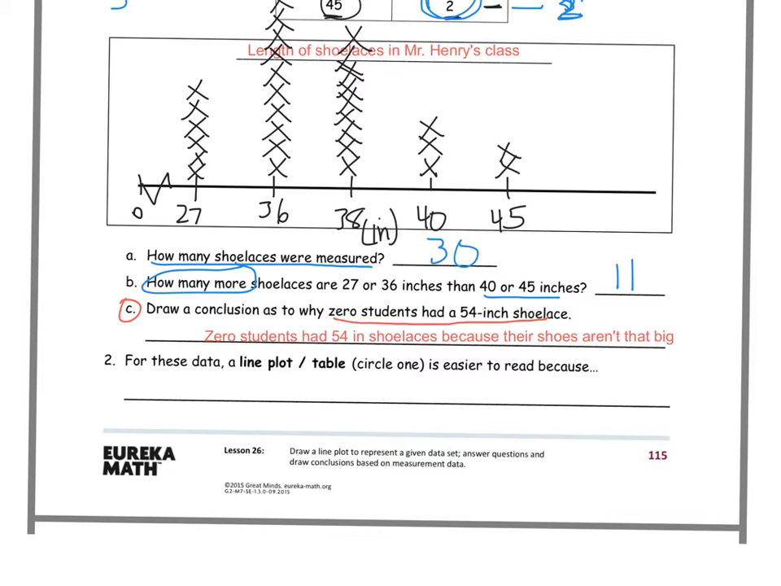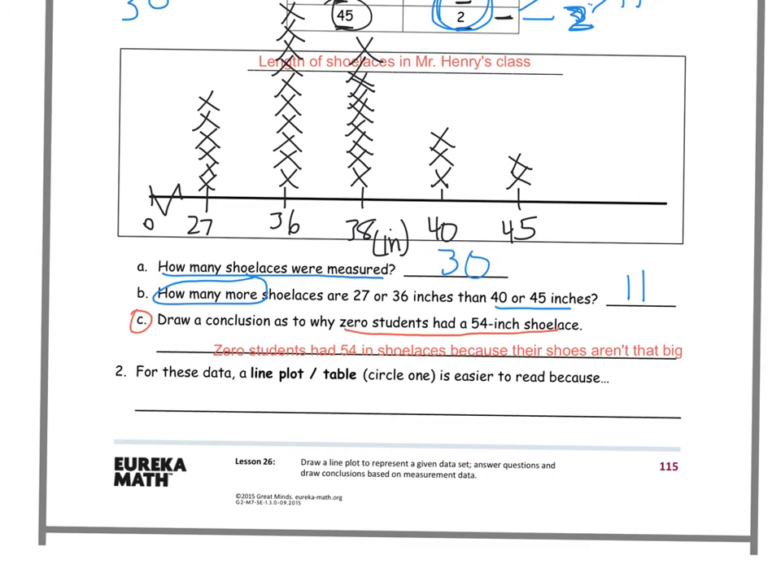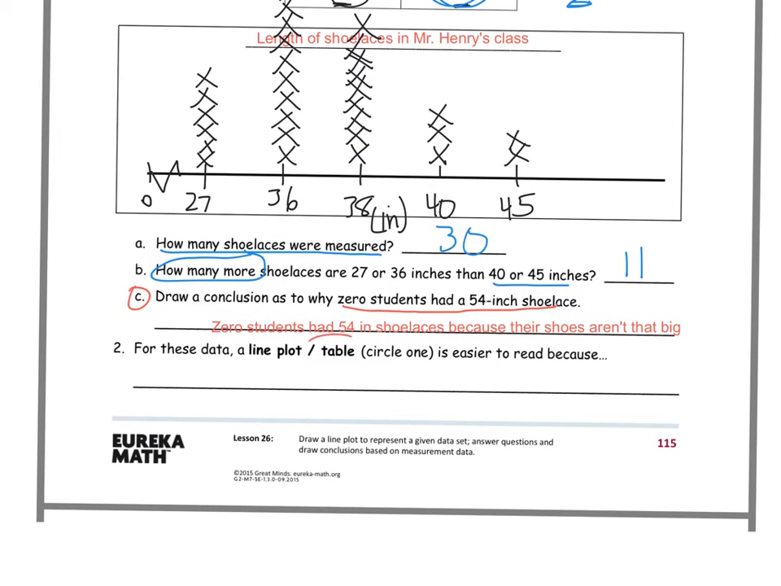And then for the last one, for these data, a line plot or a table, circle 1, is easier to read. And for me, I feel like the table was a little bit easier to read because I can see the numbers there, and because my line plot had a lot of X's, so I would have had to count things, more or less because the length of the shoelaces are kind of spread out too far. So I'm going to circle the table, but maybe the line plot was easier for you to read. Just explain why. And there's no wrong answer for that one. Let's take a look at page 2.